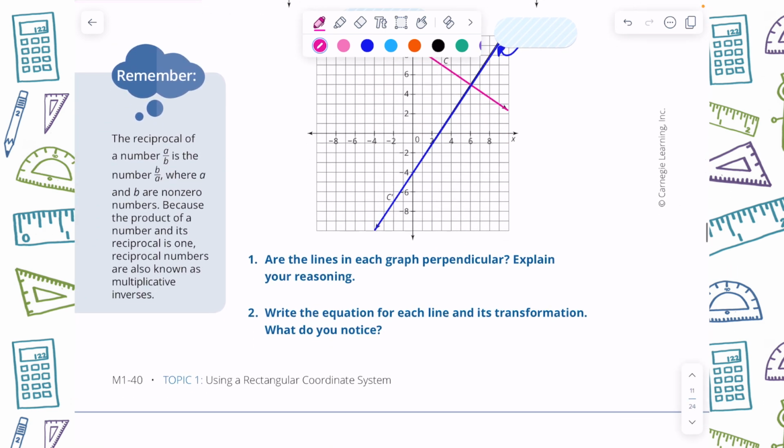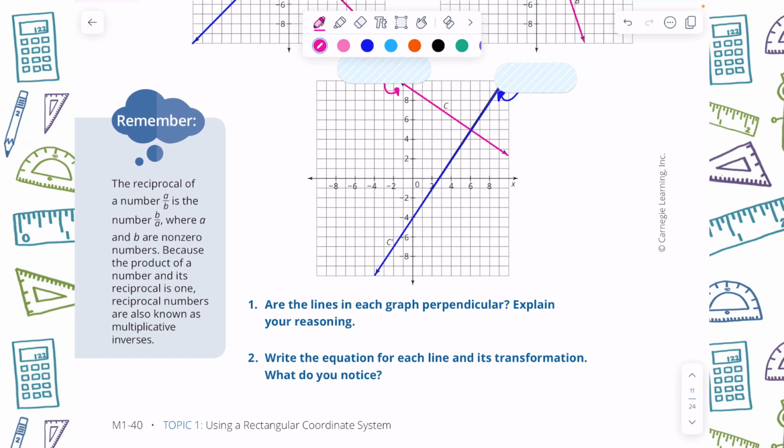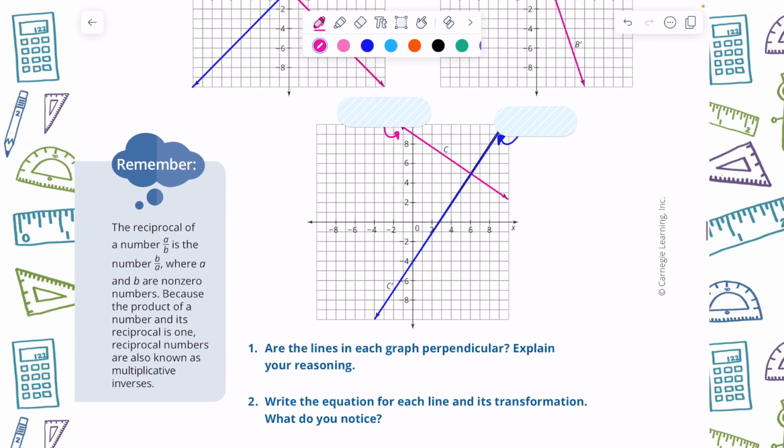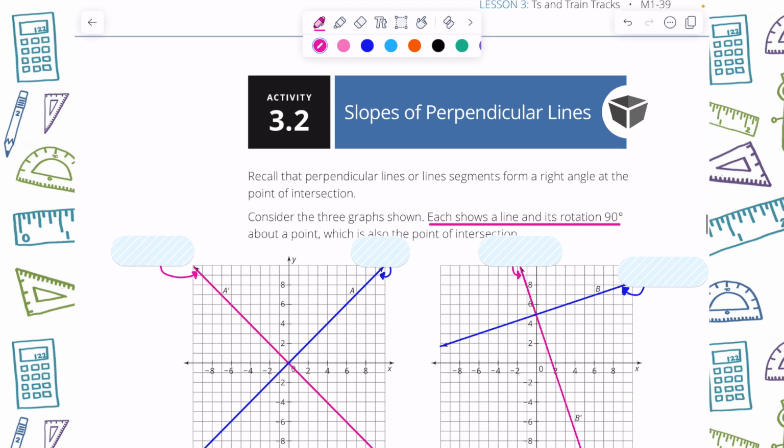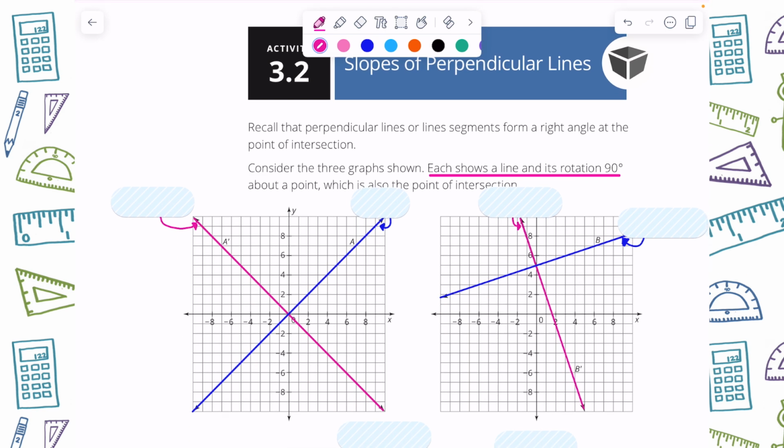Number 1 asks, are the lines in each graph perpendicular? Explain your reasoning. Well, if we go back to what it told us, it says that each shows a line and its rotation 90 degrees, about a point. That is also the point of intersection. So if we take one of our lines and rotate it 90 degrees, doesn't that mean that those two lines would have to be perpendicular? Yes. So we know that they're perpendicular because it tells us that the lines are rotated 90 degrees.